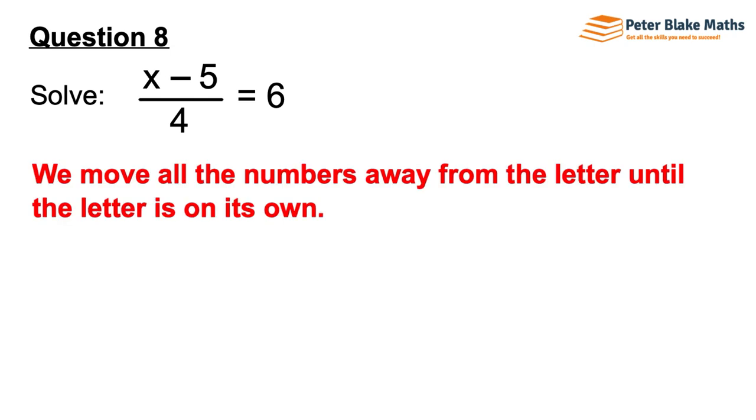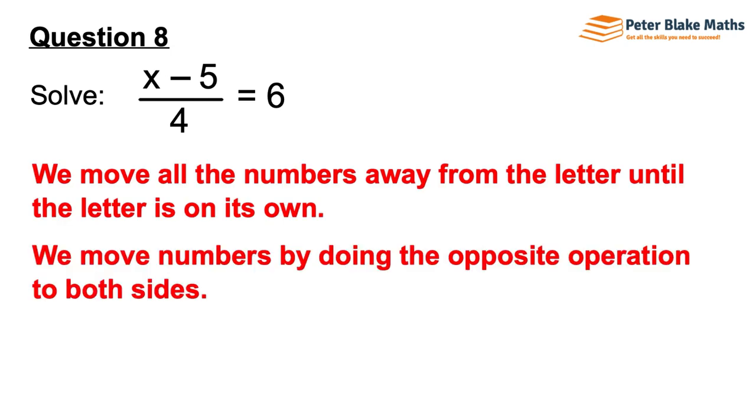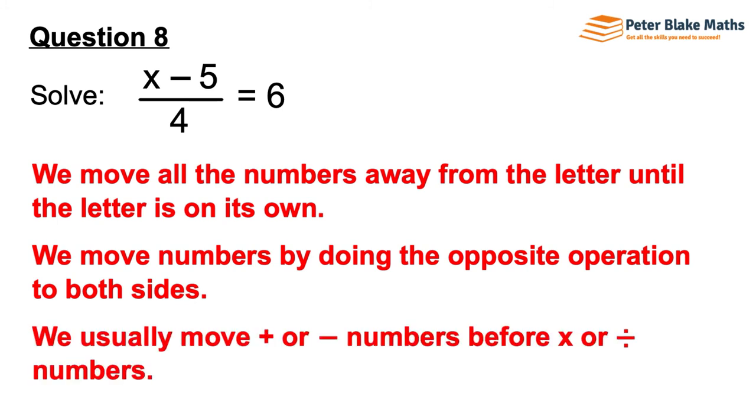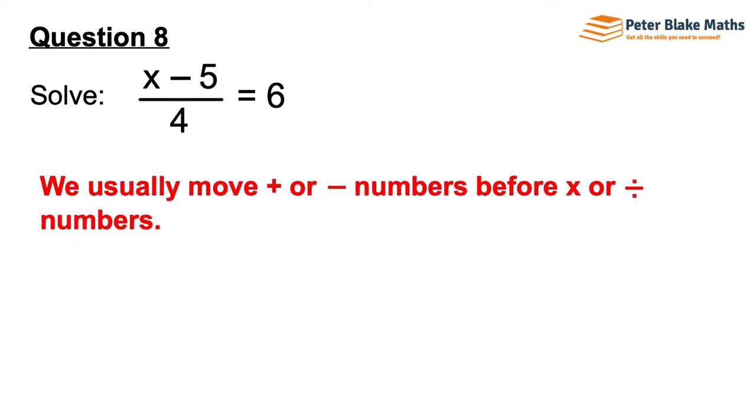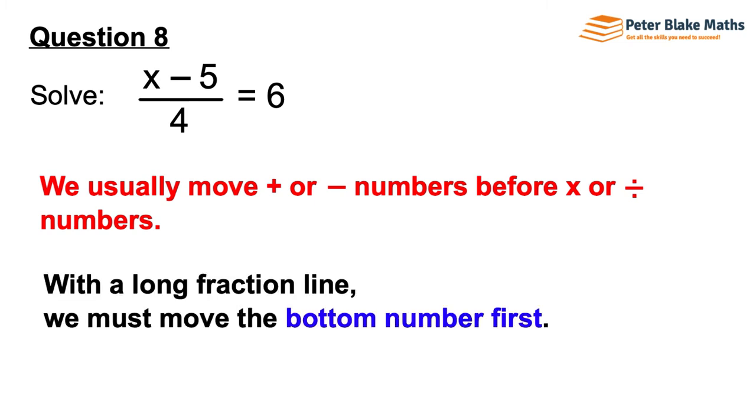We move all the numbers away from the letter until the letter's on its own. We move numbers by doing the opposite operation to both sides, and we usually move plus or minus numbers before multiply or divide numbers. Now I say we usually move plus or minus numbers before multiply or divide numbers, but when there's a long fraction line, and we have another one here, we must move the bottom number first.